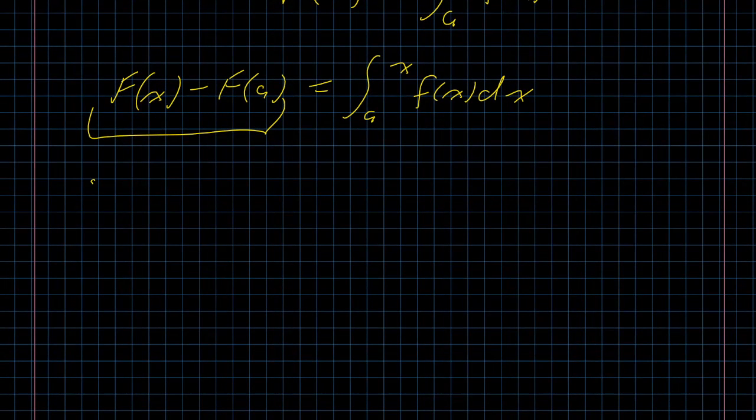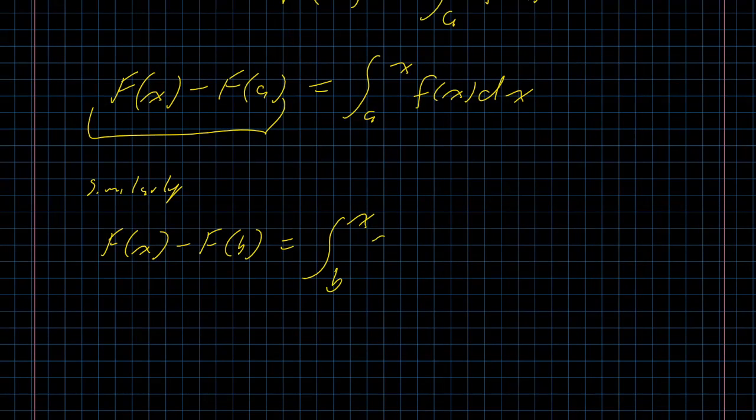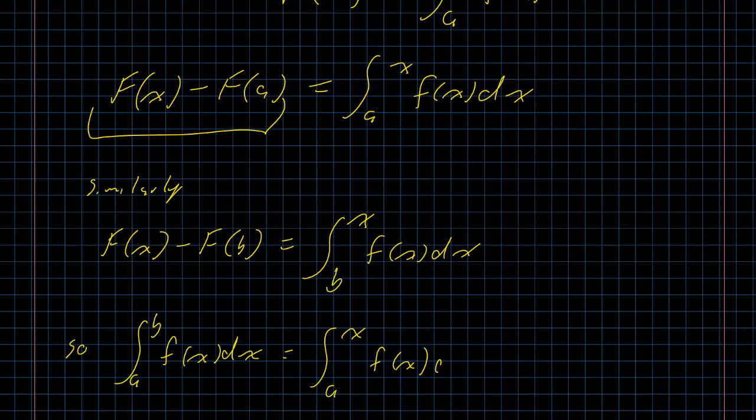And I'm just going to say similarly, big F of x minus big F of b is equal to the integral from b to x of little f of x dx. So just regurgitating what I had a page ago, the integral from a to b of little f of x dx is the integral from a to x of little f of x dx minus the integral from b to x of little f of x dx.